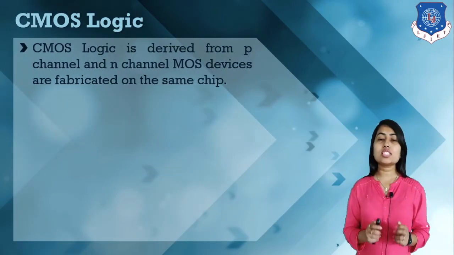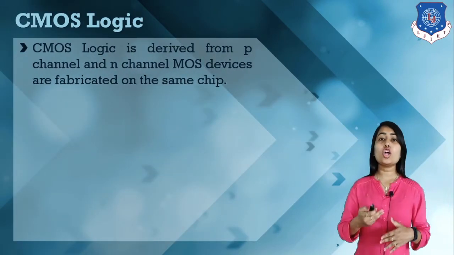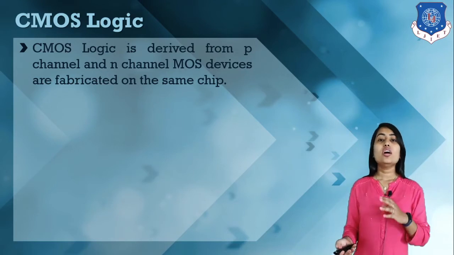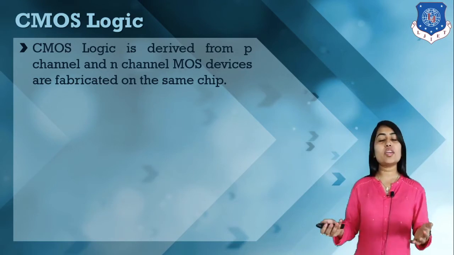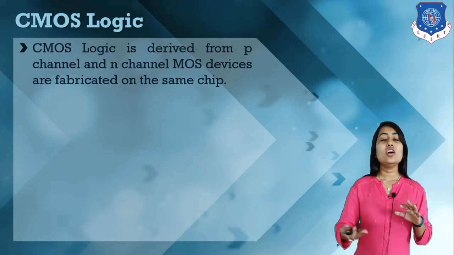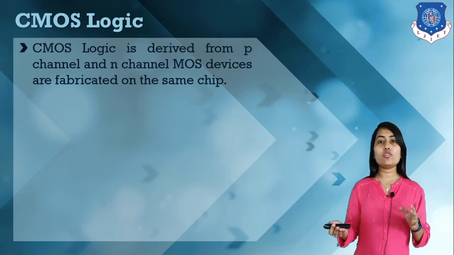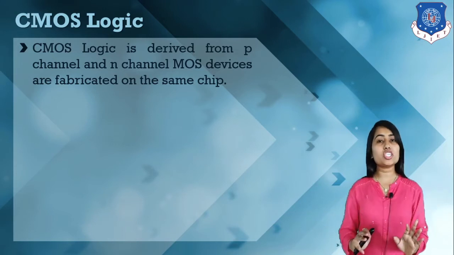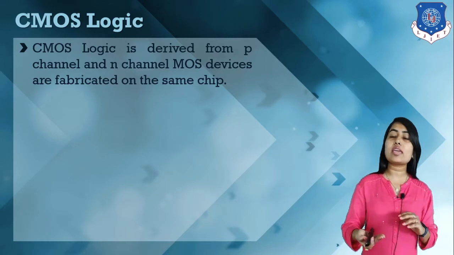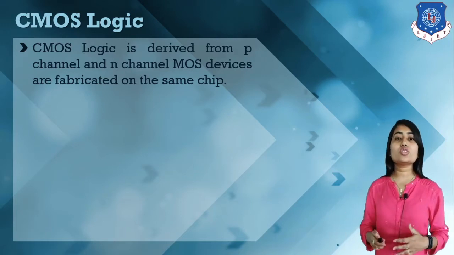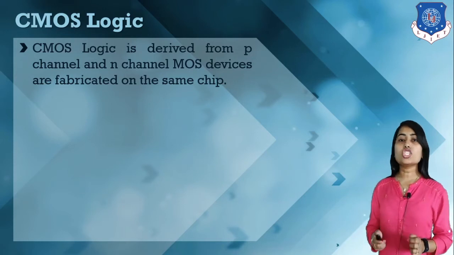Next we have CMOS logic. CMOS is basically complementary metal oxide semiconductor. Here we have an N channel MOSFET and a P channel MOSFET. N channel MOSFET and P channel MOSFET are fabricated on the same platform, so it is known as CMOS. Using this CMOS we can perform various types of logical operations.